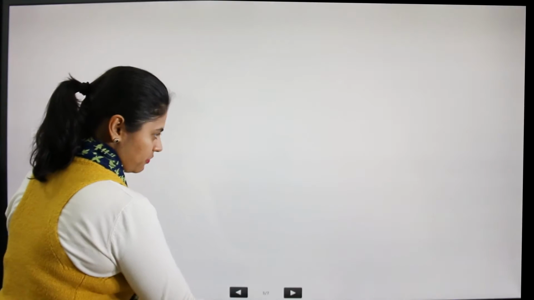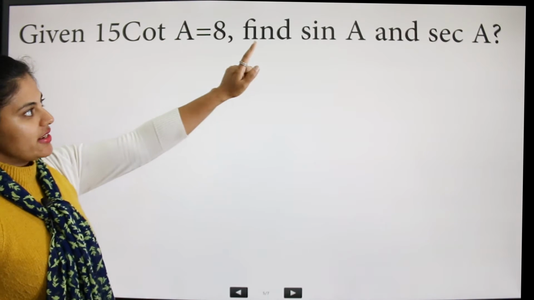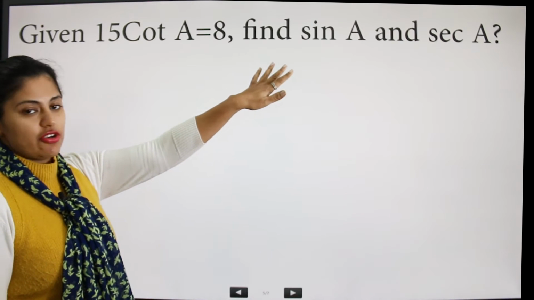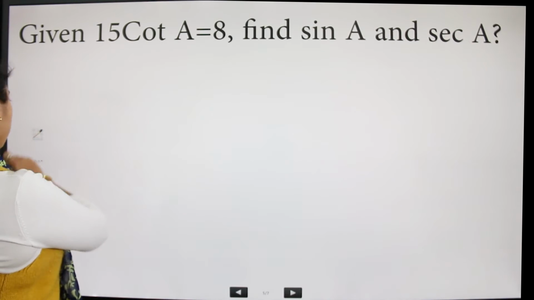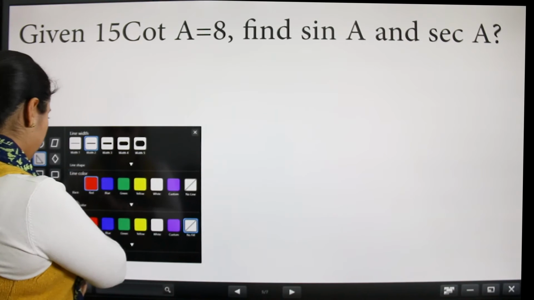Now let's do one more question. Given 15 cot A is 8, find sin A and secant A. So another two trigonometric ratios. Again for this one, we need to draw the triangle. So let's draw the triangle here.